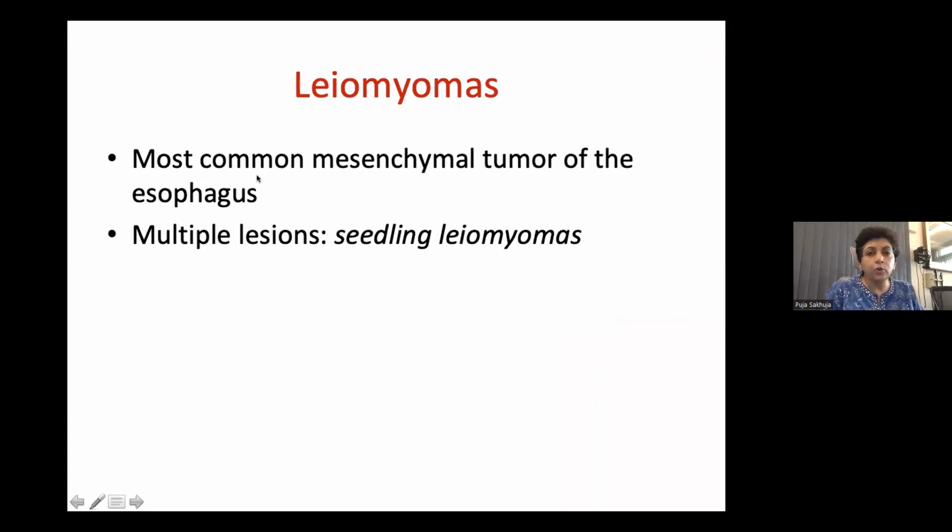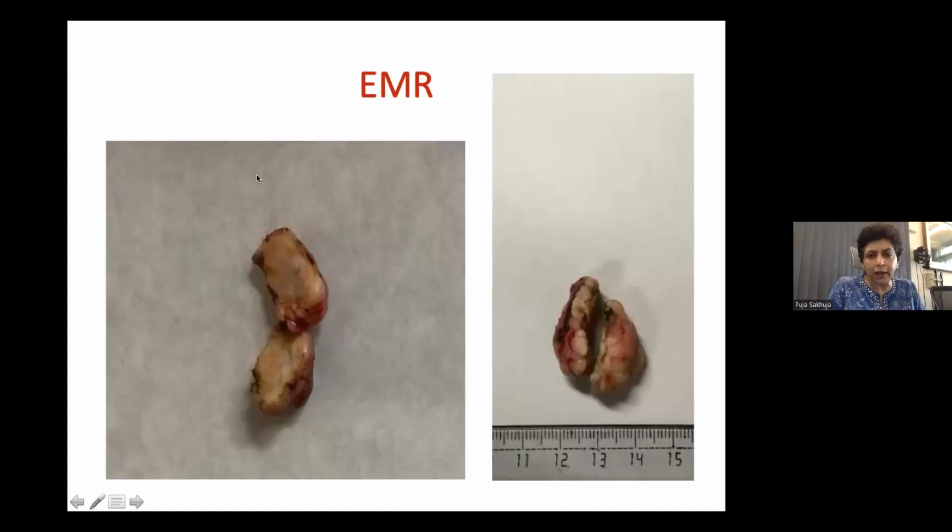The other tumor is leiomyoma. Leiomyoma is more common than GIST in the esophagus, whereas GIST is more common in the stomach. We can get multiple seedling leiomyomas, small leiomyomas. For example, this one here.